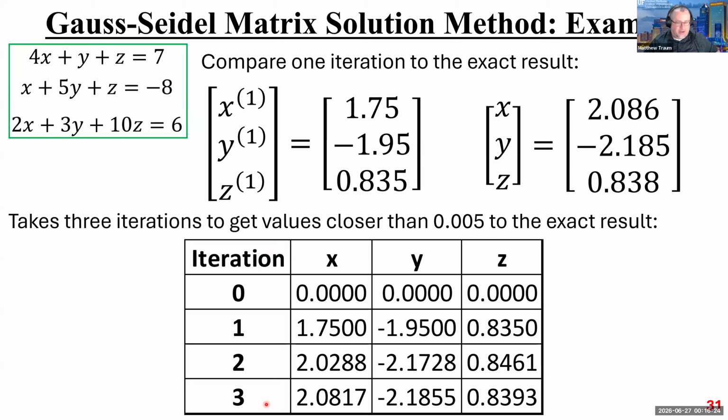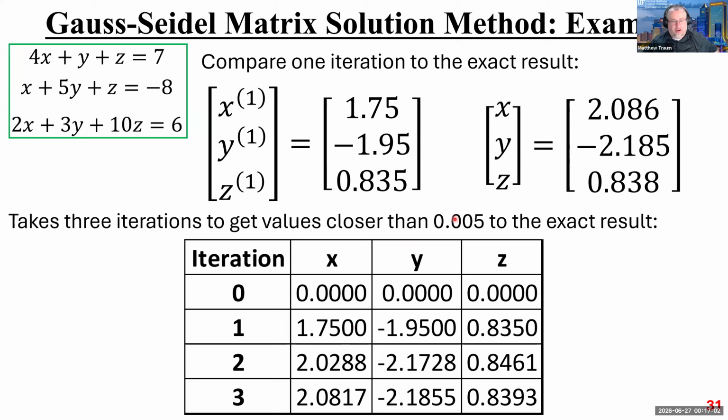So after 3 iterations, I basically get to a point where I'm less than 0.005 away from the actual answer, right? Just 3 iterations, awfully fast, right? Even just 1 iteration, right? So this is X iteration one, Y iteration one, Z iteration one. I'm already at 1.75 versus 2.086, minus 1.95 versus 2.185, and 0.835 versus 0.838, right? So even 1 iteration gets you pretty darn close to the exact value. 2 iterations, even closer. 3 iterations, you're basically exact, right?